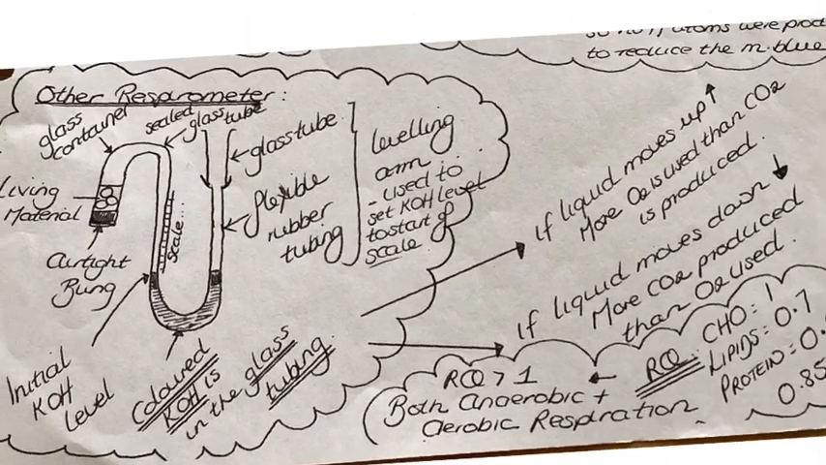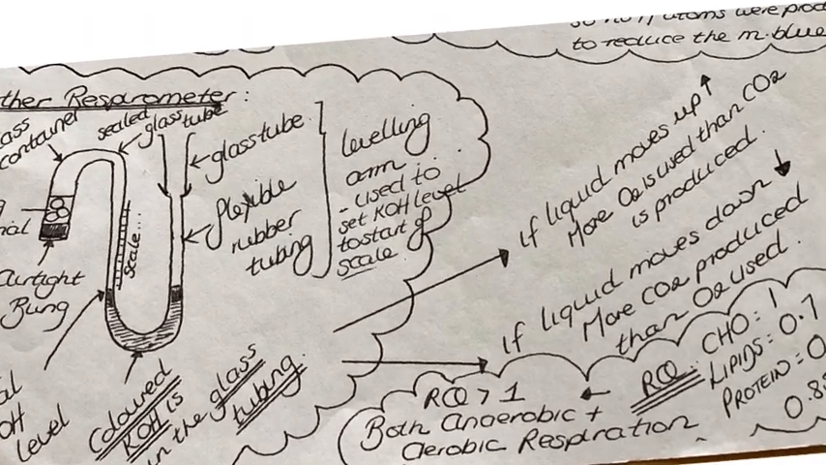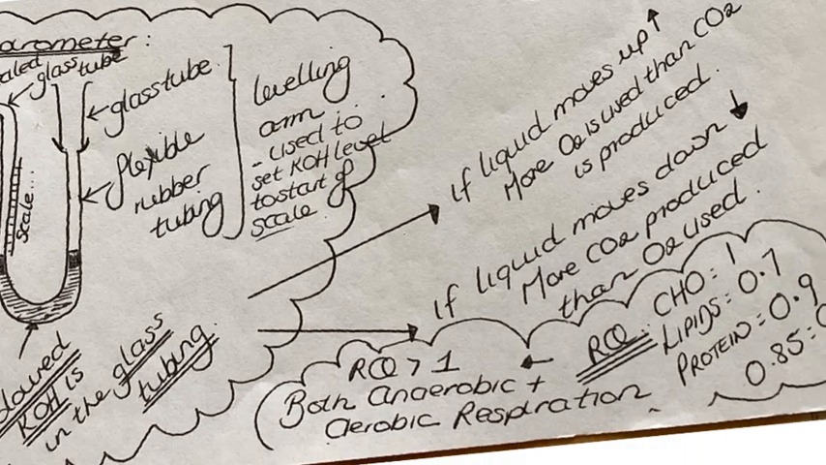So if the liquid moves up in this setup here, that means more oxygen is used than carbon dioxide is produced. And if the liquid were to move down, that would mean that more carbon dioxide is being produced than oxygen is being used. Now I just want to talk for a little second about RQ values.